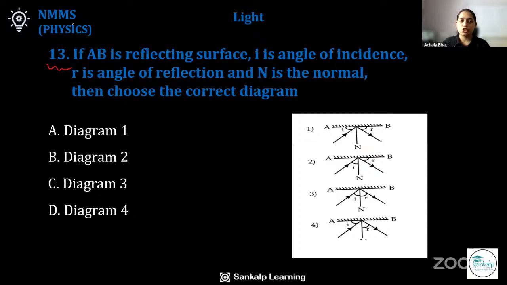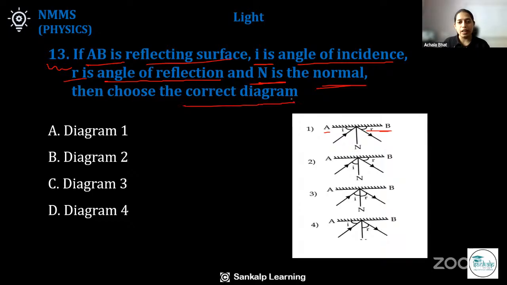Let us see question number 13 of NMMS Physics chapter Light. If AB is reflecting surface, I is angle of incidence, R is angle of reflection and N is the normal, then choose the correct diagram.